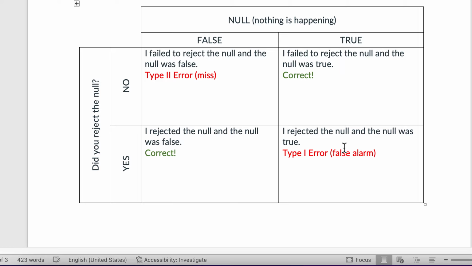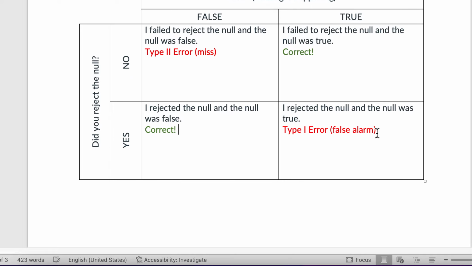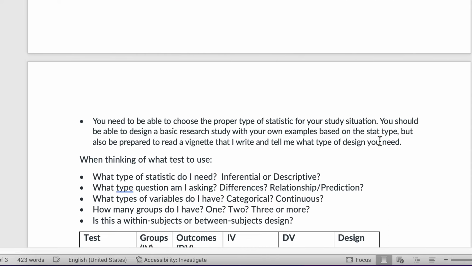So if I give you situations like this, if I say I reject the null and the null was true, then you should be able to say that's a type 1 error. And remember, p-values, like getting it to the low level, that's because we want to make sure that we're not making a type 1 error.